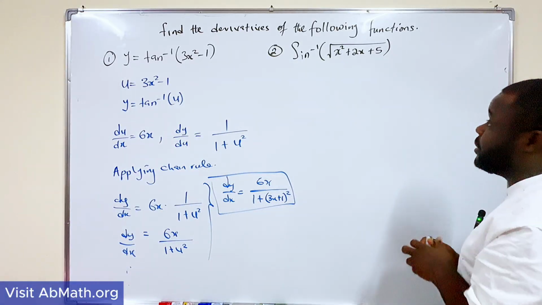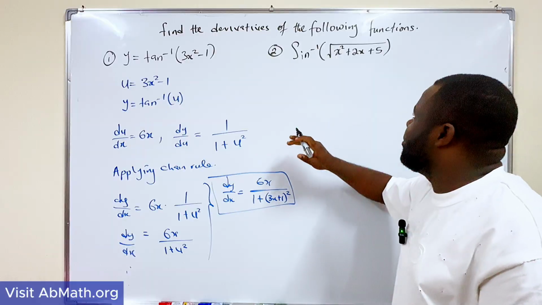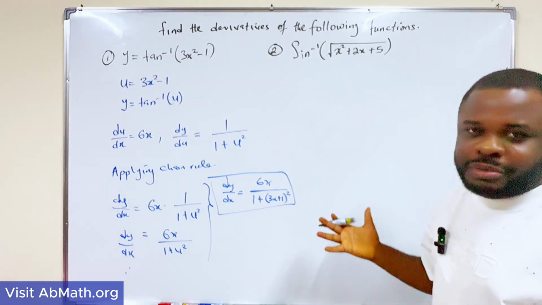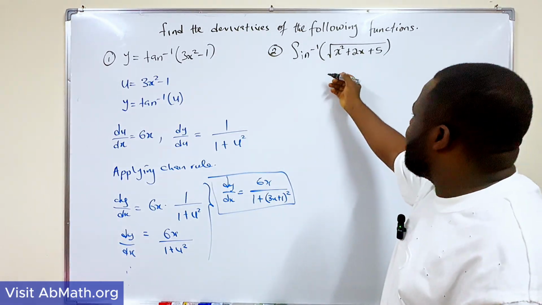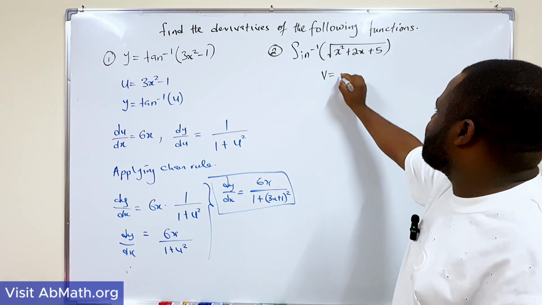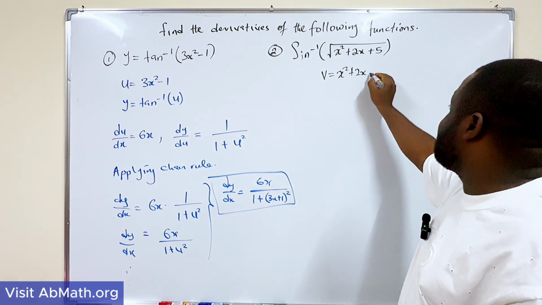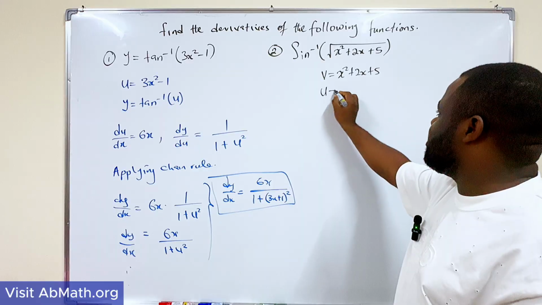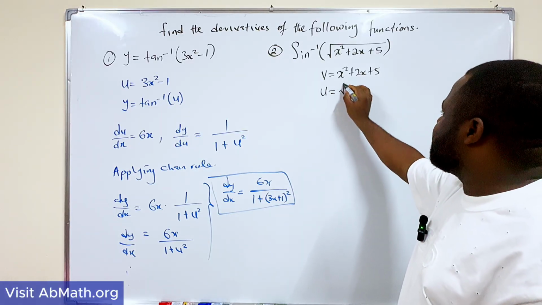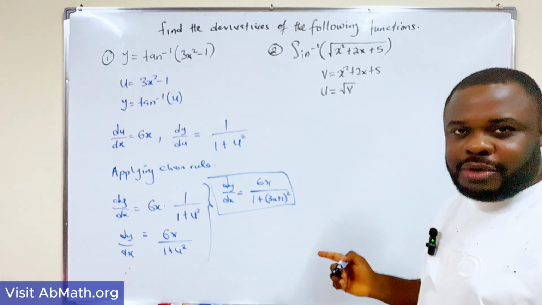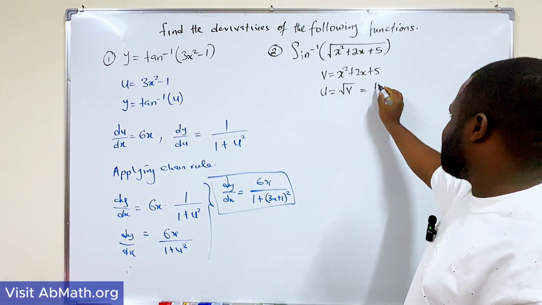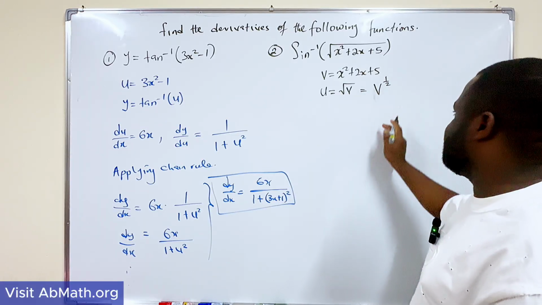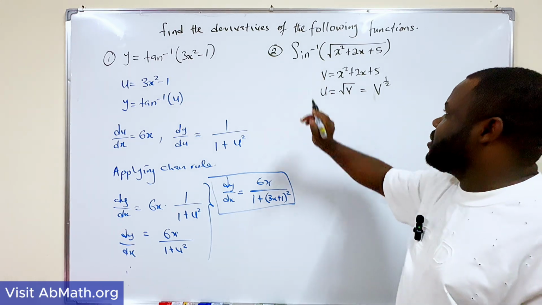So the second part, which is this. How do we solve this? We have a quadratic, we have a radicand, and we also have trigonometric functions. So let's separate them. I will represent my quadratic with v. So I will say v equals x squared plus 2x plus 5, right? The next thing is my radicand. I will represent it with u. I will then say u equals square root of v. Remember that v is our quadratic. We can also write square root of v as v to the power of half.